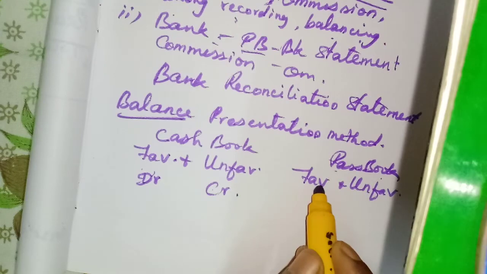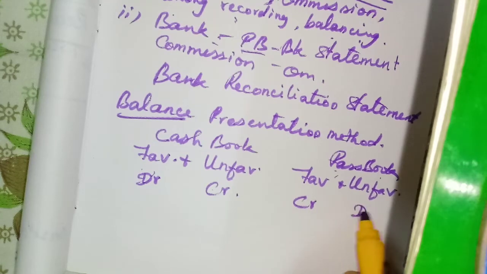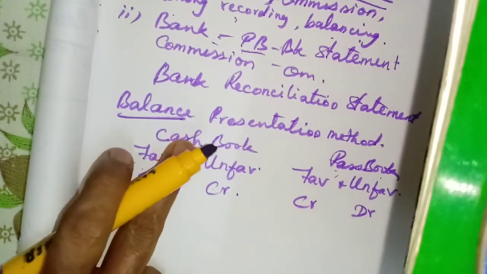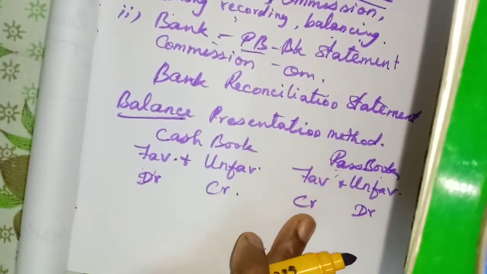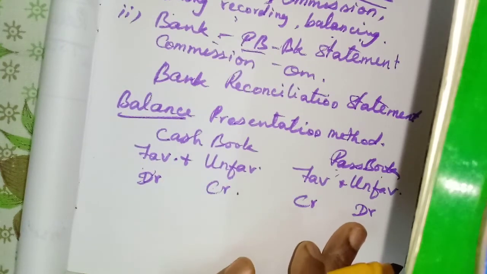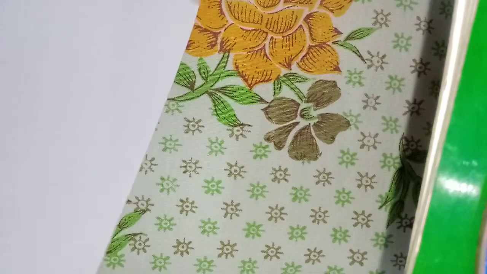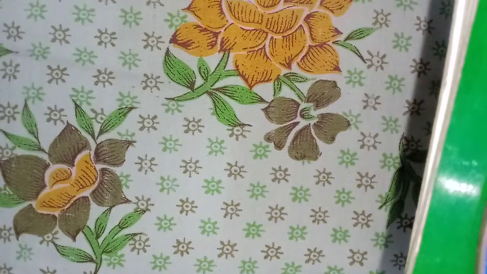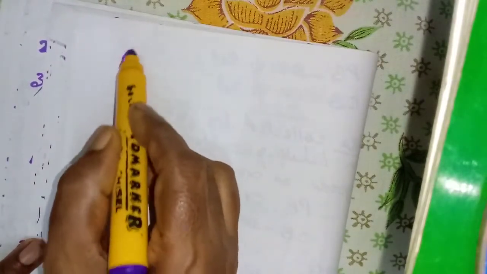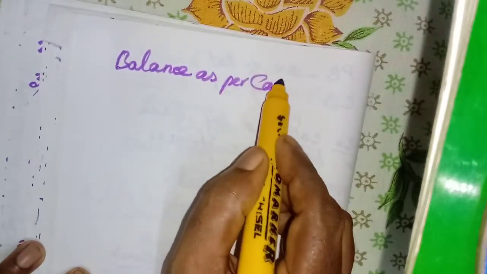In the passbook, what is the favorable balance? That is credit balance. Unfavorable means debit balance. So cash book favorable is debit; passbook favorable is credit. Cash book unfavorable is credit balance; passbook unfavorable balance is debit balance. Usually they will ask us to do problems from the first one: cash book, debit balance. Balance as per cash book.